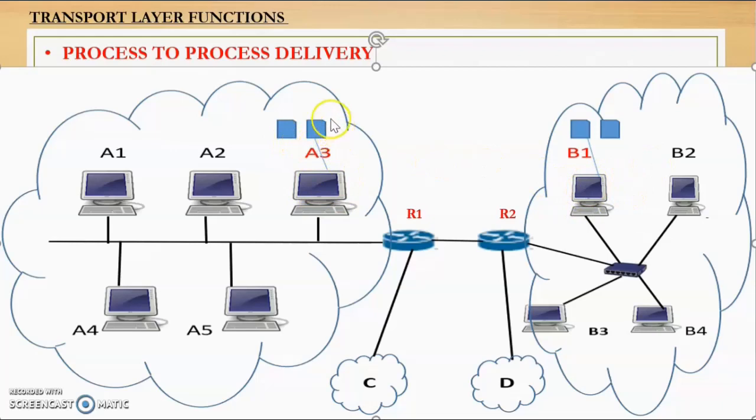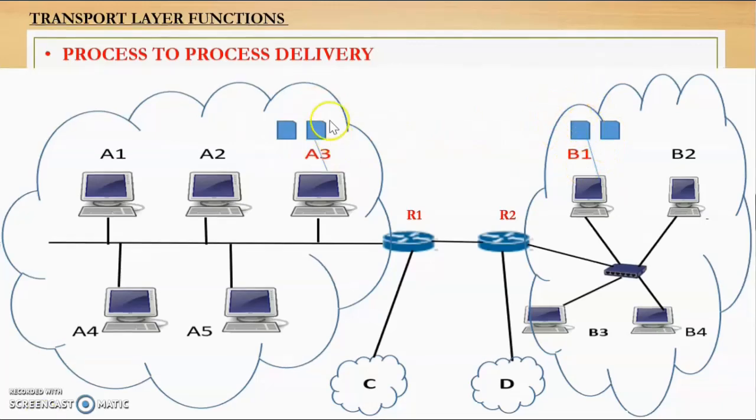But the sender's machine will have many processes running on it, or the receiver's machine will have many processes running on it. So exactly which process is sending the data on the sender's machine or which process is receiving the data on the receiving machine is the responsibility of the transport layer. So transport layer is concerned with process to process delivery. So to achieve process to process delivery, the port number or port address is assigned to every process.